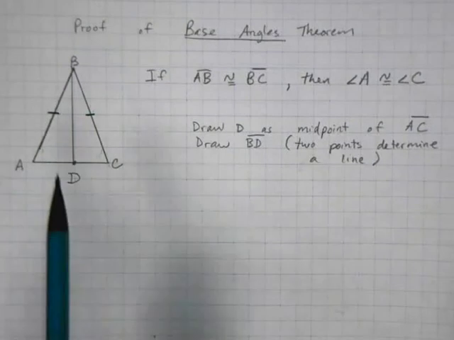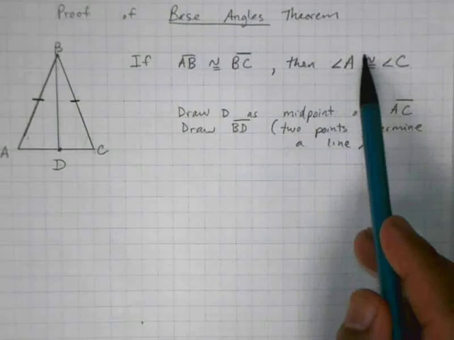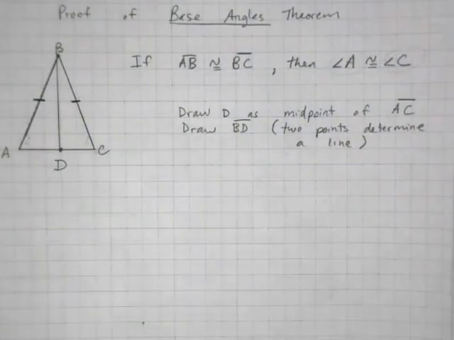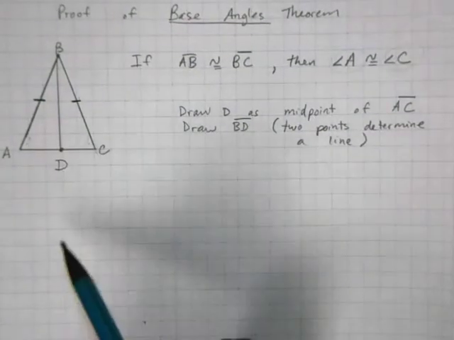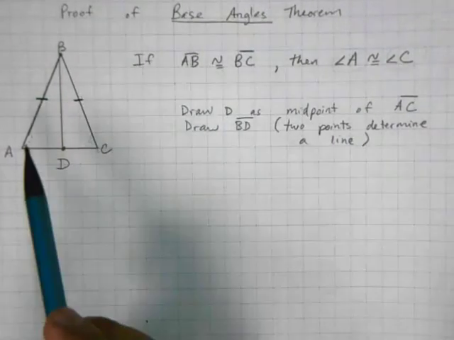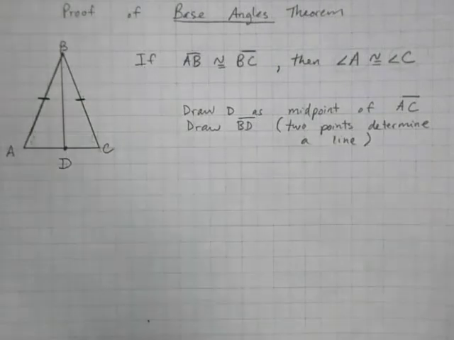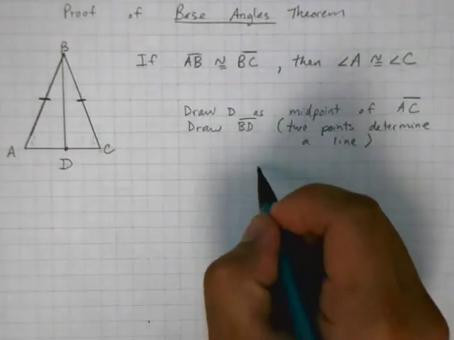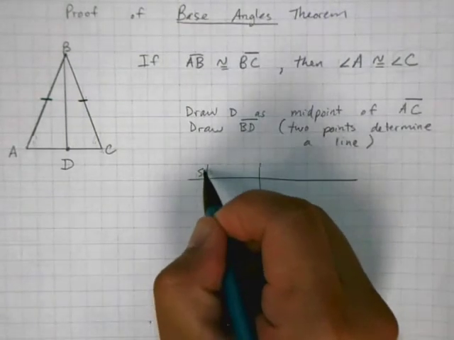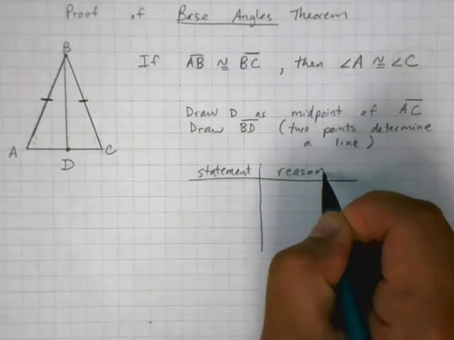Okay. So now I have two different triangles, ABD and CBD. And remember, my goal is to somehow prove that angle A is congruent to angle C. So if I can show that triangle ABD is congruent to triangle CBD, then I can say that these two angles down here must also be congruent to each other. And that's sort of my strategy, the big idea that I'm using here. So first, with my statement and reason, I'm going to use a classic two-column proof here.